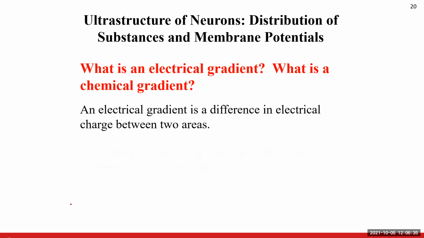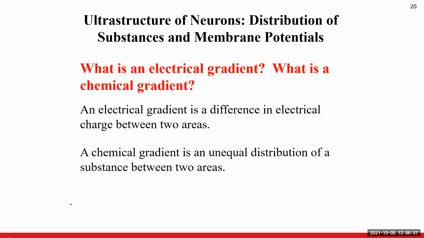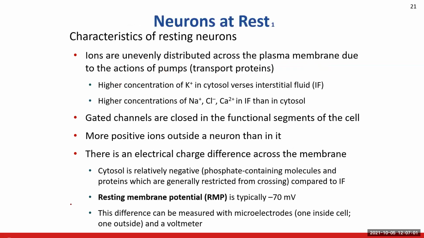So what is a chemical gradient? Great question. A chemical gradient is an unequal distribution of substances between two areas. Banana floating in the ocean. More potassium inside the neuron than outside the neuron. More sodium outside the neuron than inside the neuron. That creates that unequal distribution of a substance between those two areas. So if any of you are eating a banana today, you'll be thinking about the banana floating in the ocean.